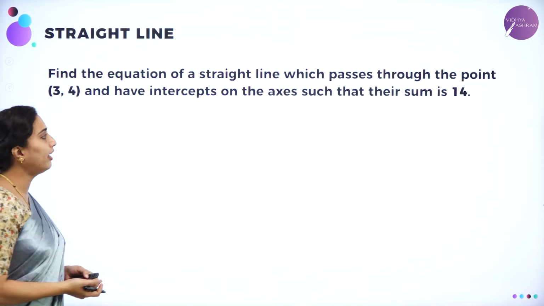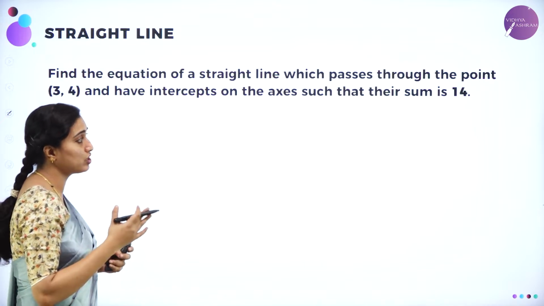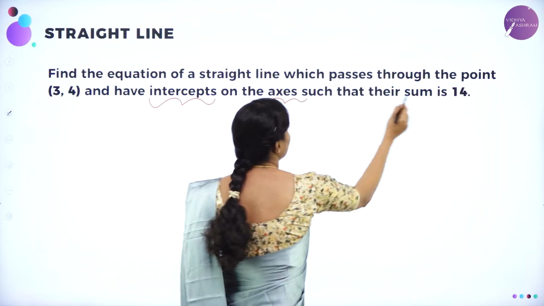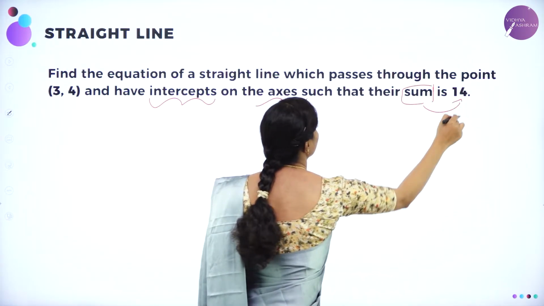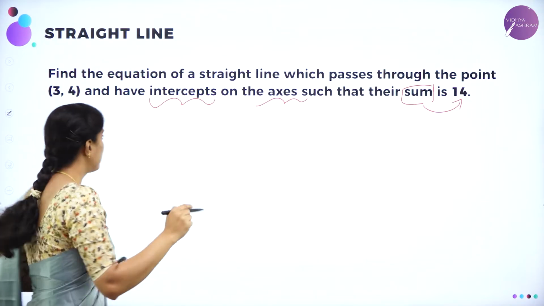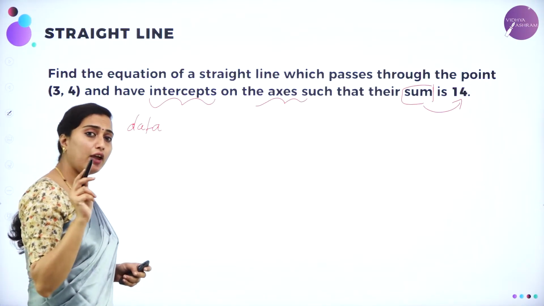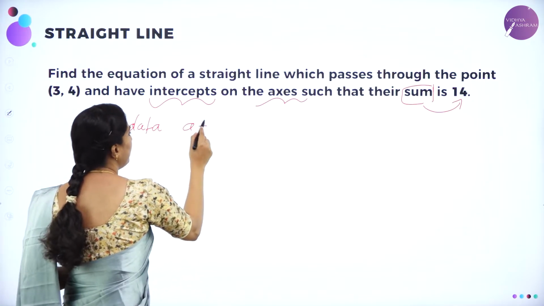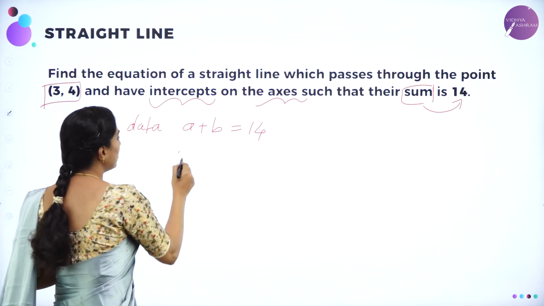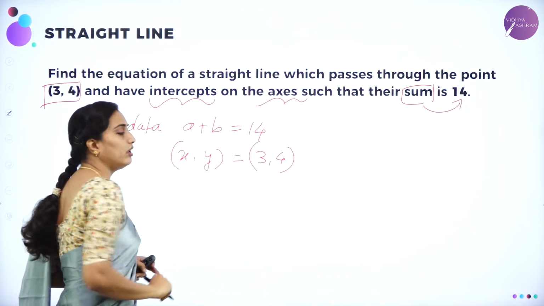Find the equation of a straight line which passes through the point 3, 4 and has intercepts on the axes such that their sum is 14. So intercepts on the axes means what? And their sum is 14 means what? X-intercept is A, Y-intercept is B. Sum means addition of that. So by data, X-intercept is A, Y-intercept is B. A plus B, their sum is equal to 14, right? And then given x comma y, the point it passes through is 3, 4. X is 3, y is 4.